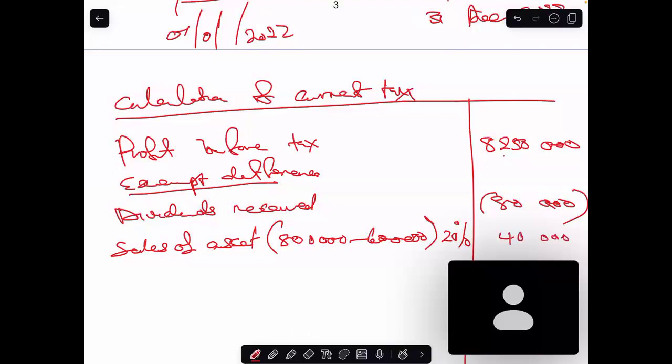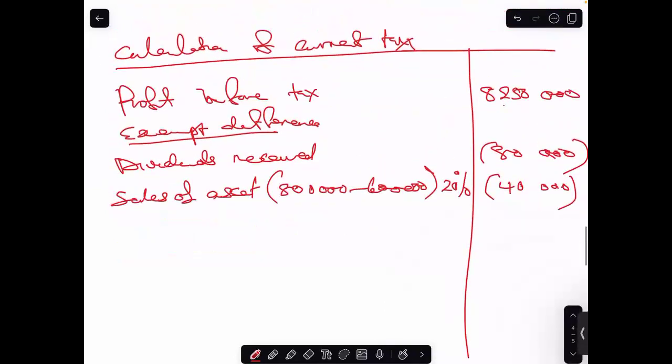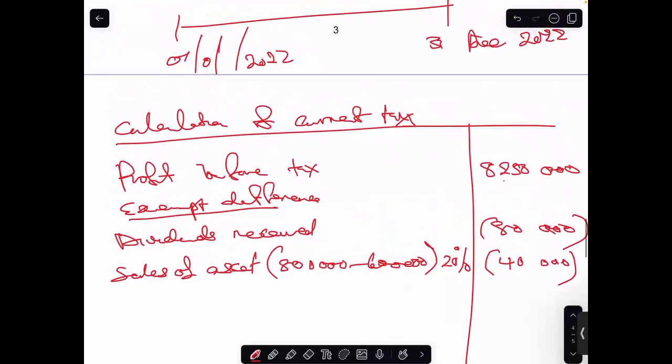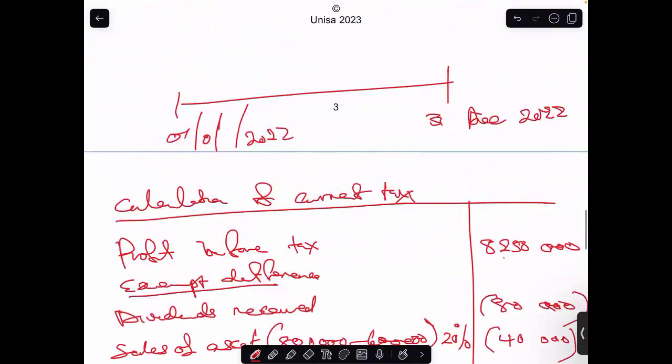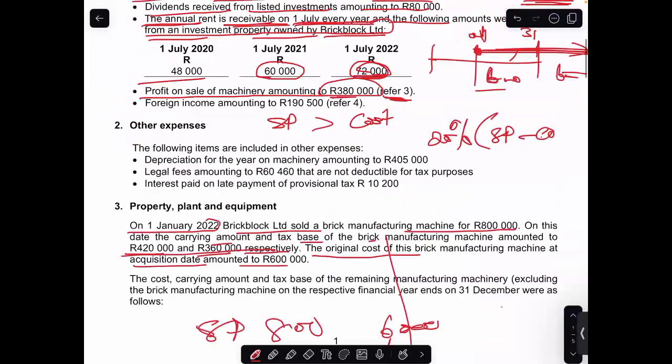We take it out. Why? Because for capital gain, the inclusion rate is 80%. When it comes to sale of assets, in tax we account for capital gain. The inclusion rate is 80%. But here they included the total gain. We're simply saying 20% of the gain should not be included. Right, then we move on to the next item.